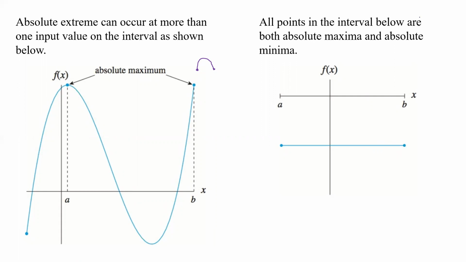Now, all points on the interval below are both absolute maxima and absolute minima because that's a straight line. And so it's going to be the absolute maximum and absolute minimum of this function, okay? Now, notice again, our endpoints are filled in with circles. And so that's a kind of a key when we really want to find that absolute maximum.